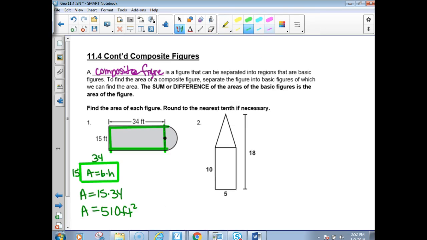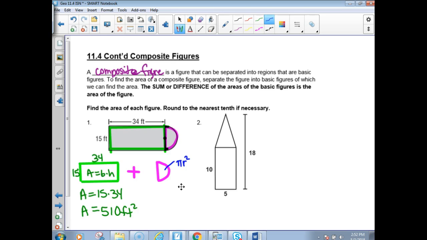Now, the other part, Olivia said was half a circle. And that's correct. It isn't a whole circle. That I have to add on. So it is half of a circle. But we're going to need to know how to do the area of it. The area of a circle is pi r squared. But that's not a whole circle. So what would I need to do?